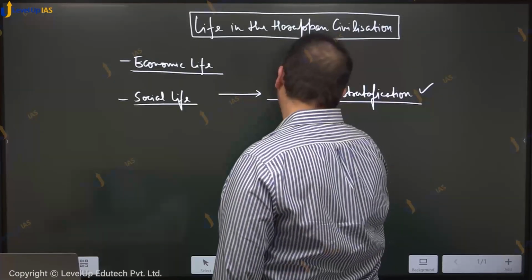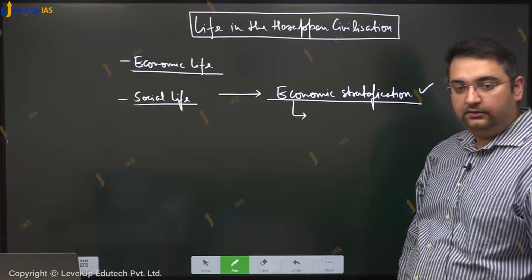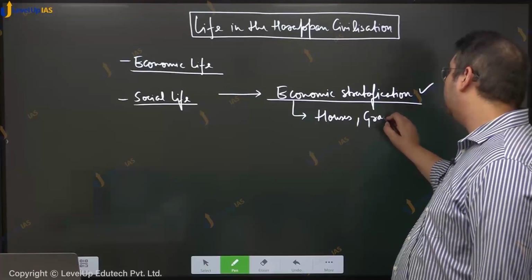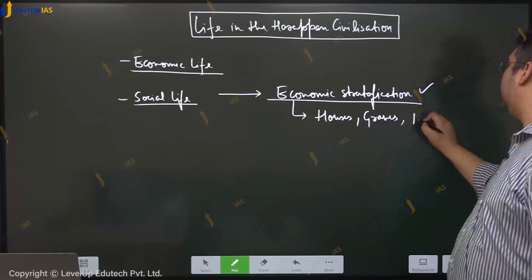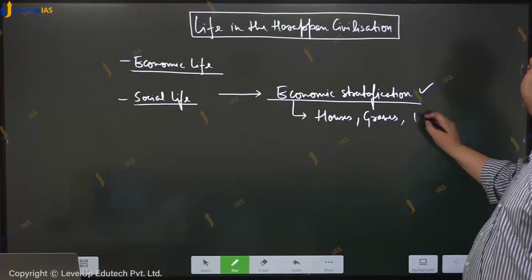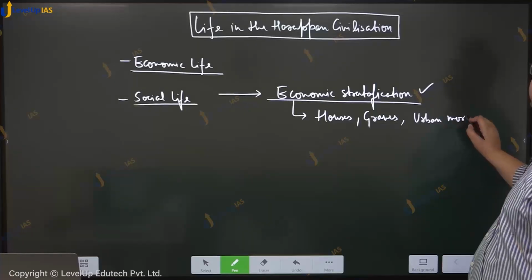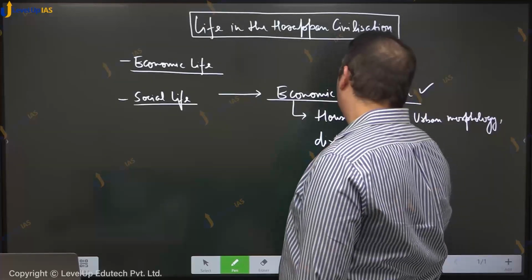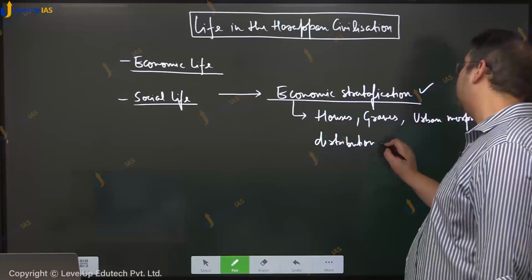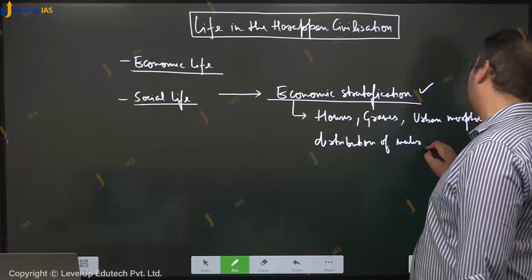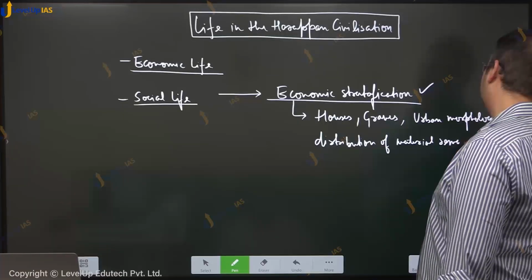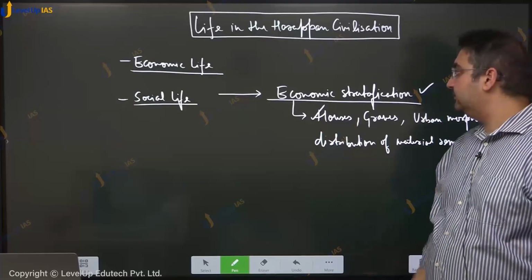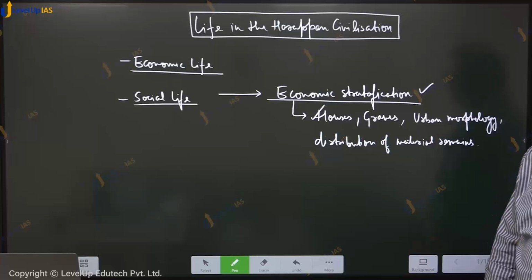कैसे? On the basis of the differences in the houses, the graves, the urban morphology, the distribution of material remains, etc. There exist both palatial, several roomed bungalows as well as single roomed apartments.